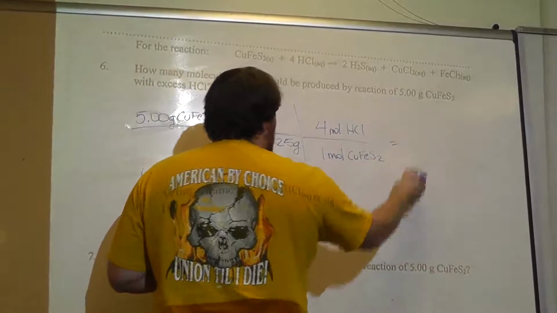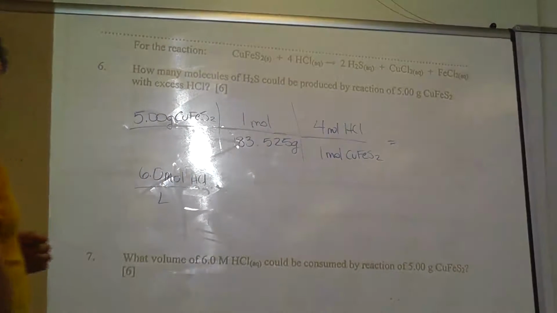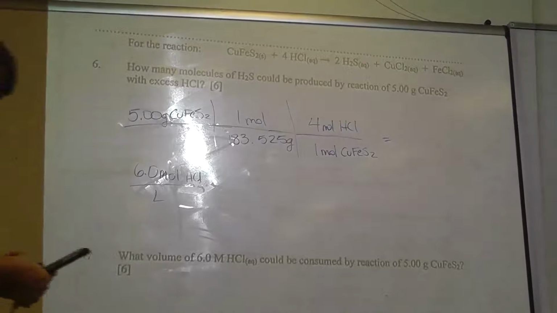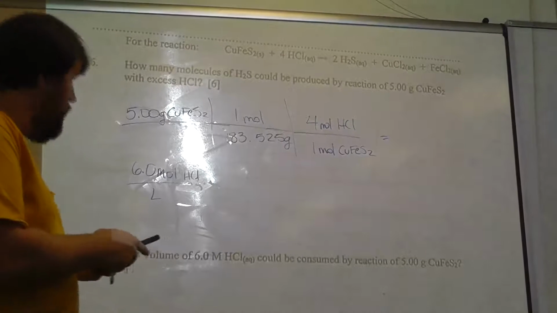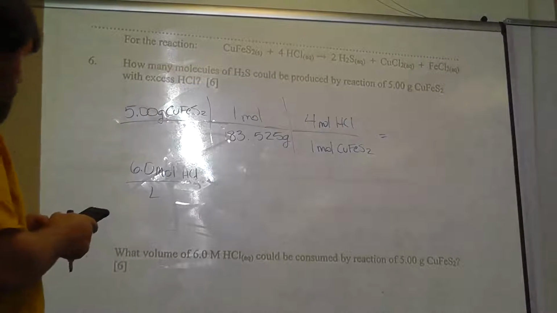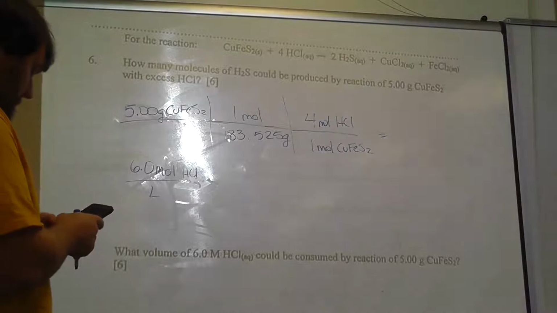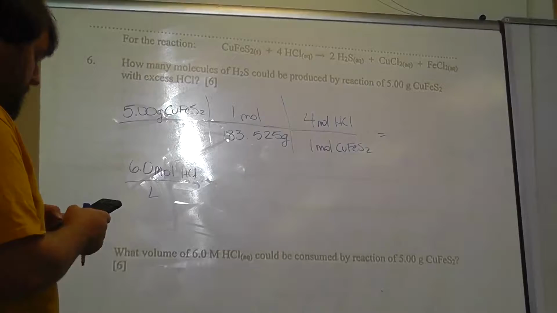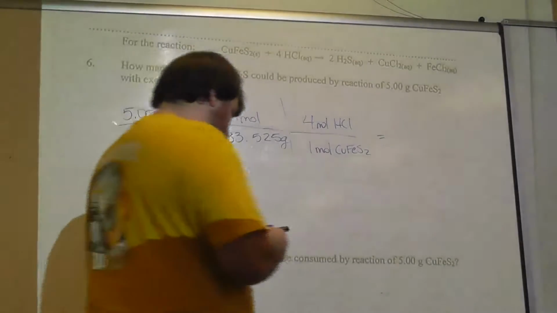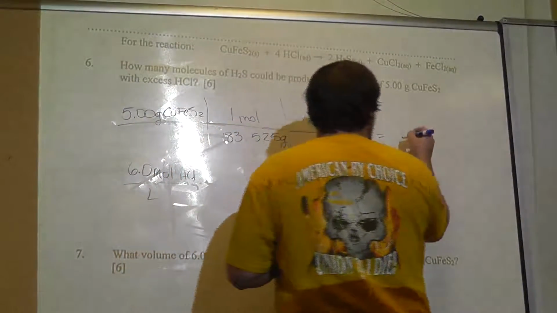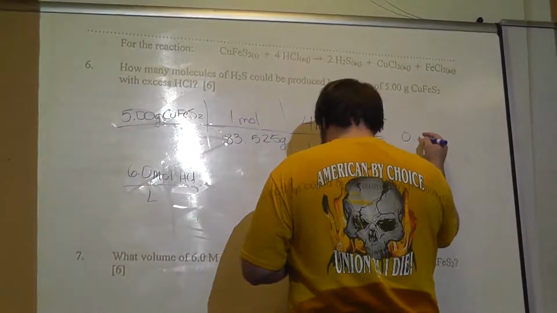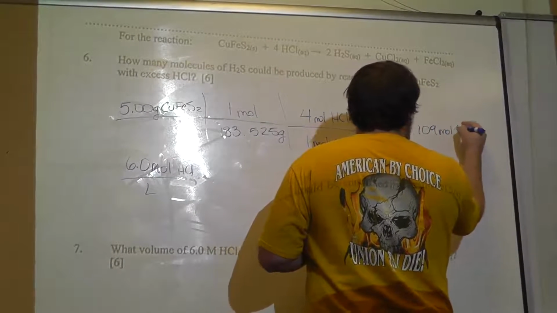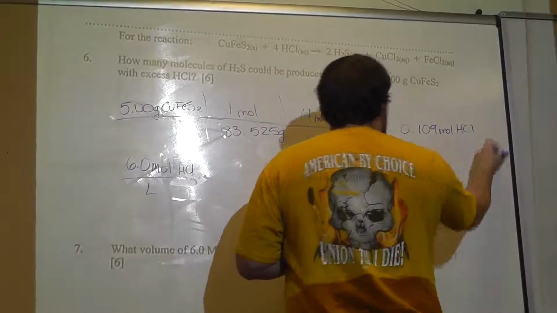So this is going to give us first the moles of your hydrochloric acid. So 3 sig figs, you should be getting 0.109 moles of HCl.